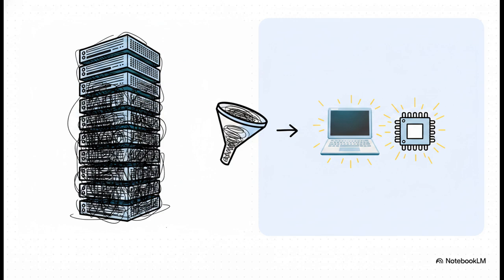A 70 billion parameter model stored at standard 16-bit precision needs a massive 140 gigabytes of memory. But if you crush it down to 4-bit quantization, it only needs 35 gigabytes. Suddenly, that massive cutting-edge AI can fit comfortably and run locally right on a high-end consumer GPU.